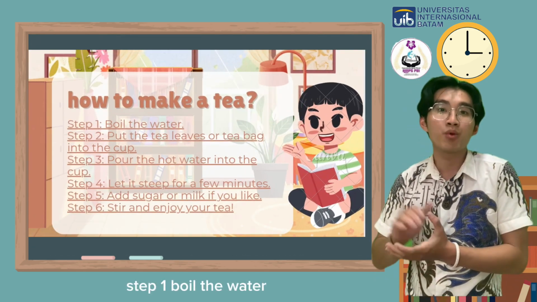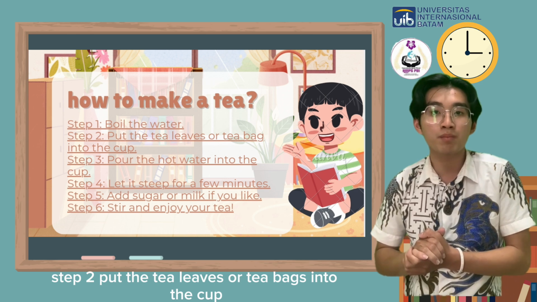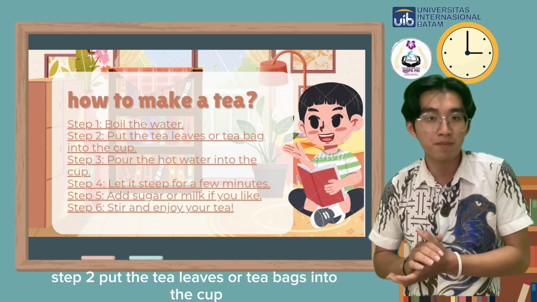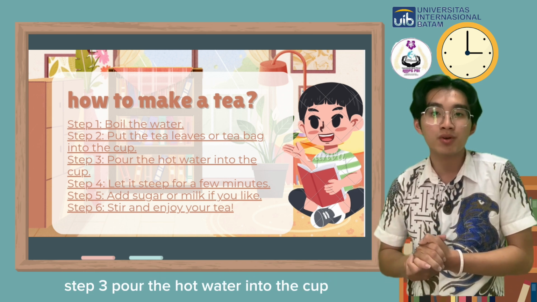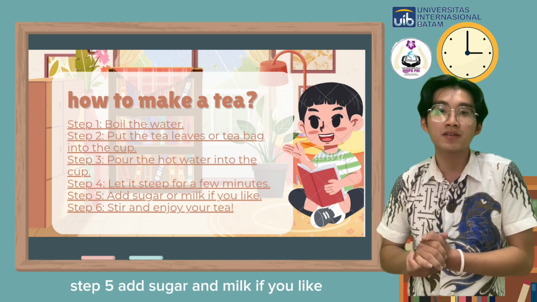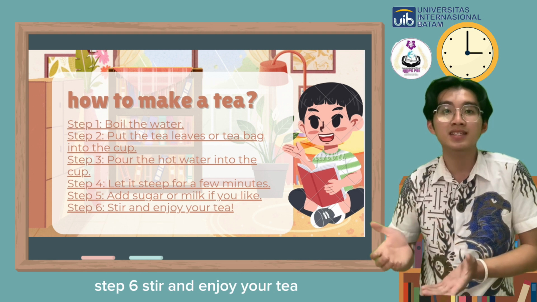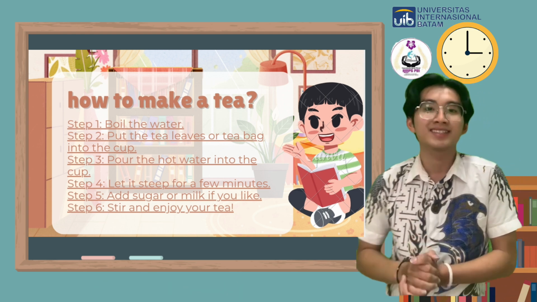Step 1, boil the water. Step 2, put the tea leaves or tea bags into the cup. Step 3, pour the hot water into the cup. Step 4, let it steep for a few minutes. Step 5, add sugar and milk if you like. Step 6, stir and enjoy your tea.